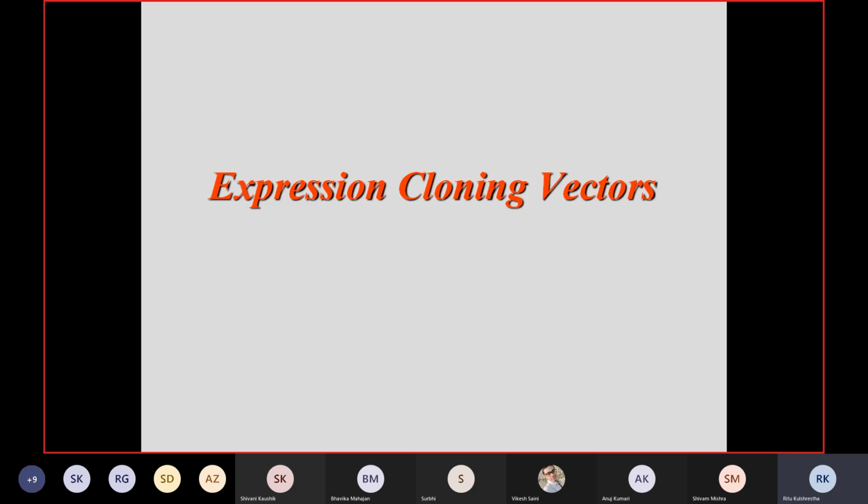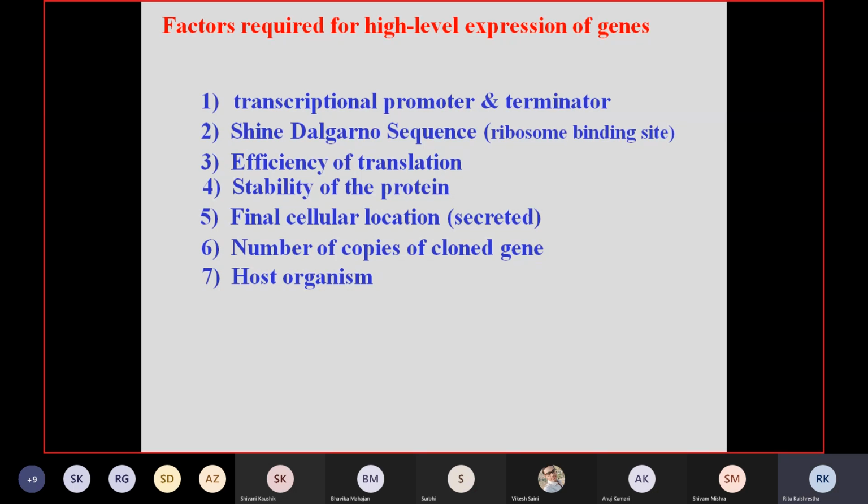So to ensure that your gene of interest is transcribed and then translated, what all sequences are to be added in the cloning vectors to make it an expression vector? These are some of the points that are essential, or they somehow influence the expression of a particular protein. So what you need in your cloning vector is, of course, the presence of a promoter. Without the promoter, the DNA that you have cloned will not be transcribed and then translated.